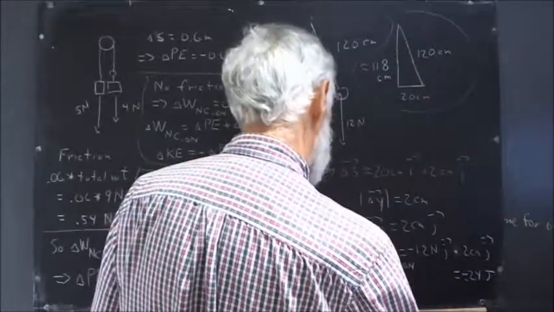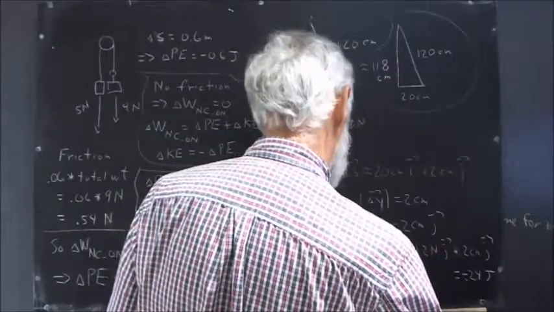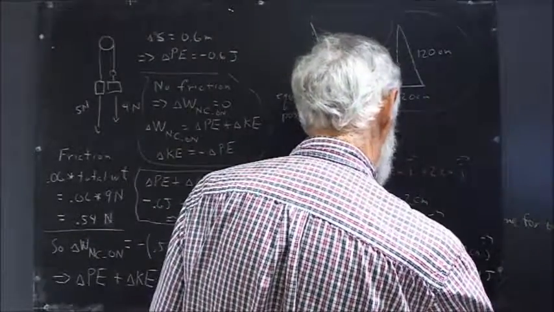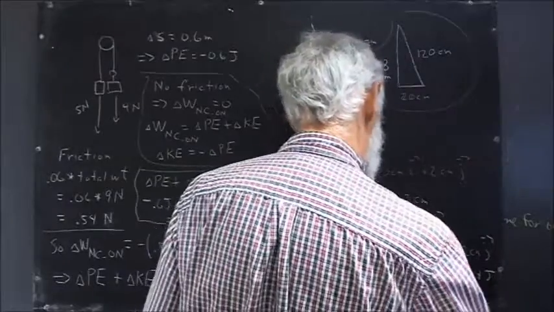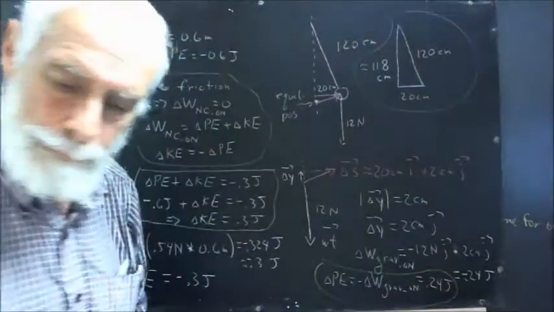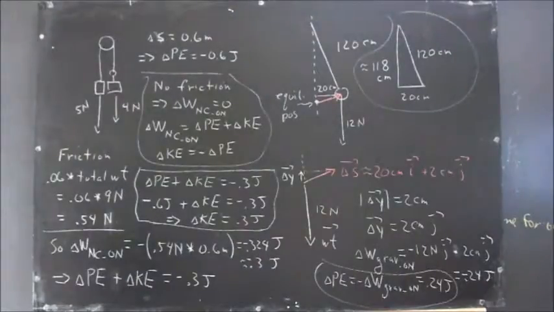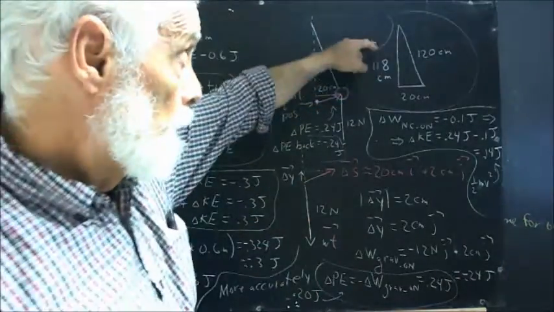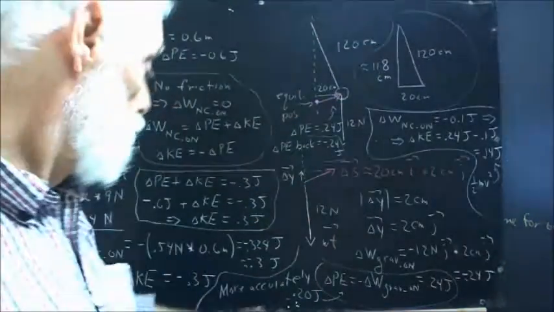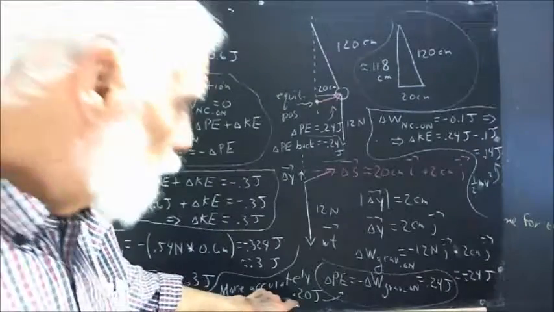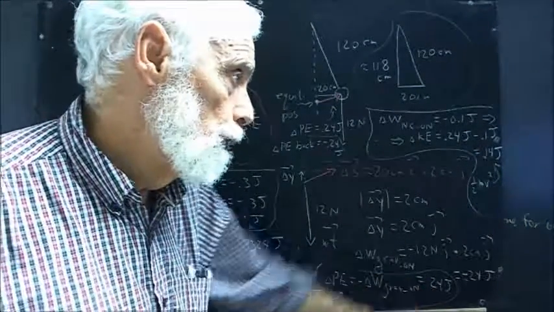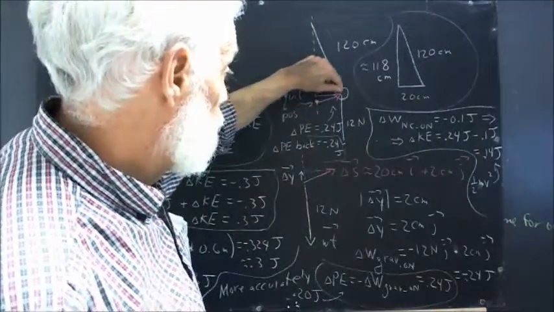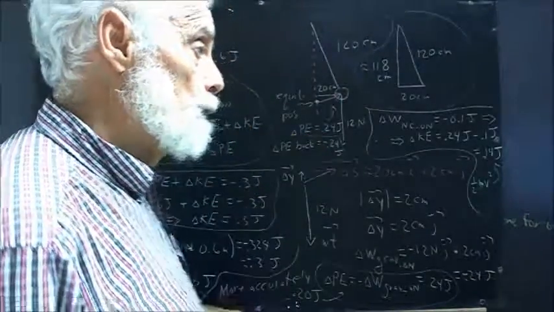Okay, so the other part of this then is that the change in potential energy is the negative of the gravitational work on the system, which is 0.24 joules. Now, I'll first note that a more accurate calculation of the 118 centimeters is going to lead you closer to 0.20 joules than 0.24 joules. Now, the change in potential energy from here to here is plus 0.24 joules.